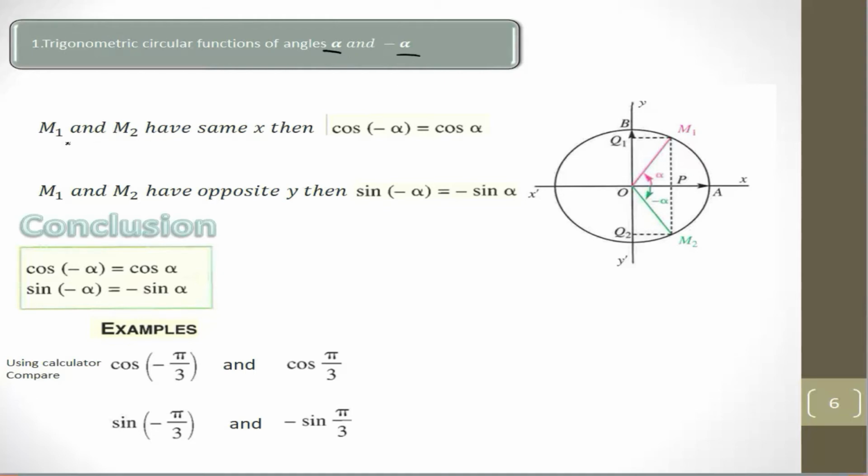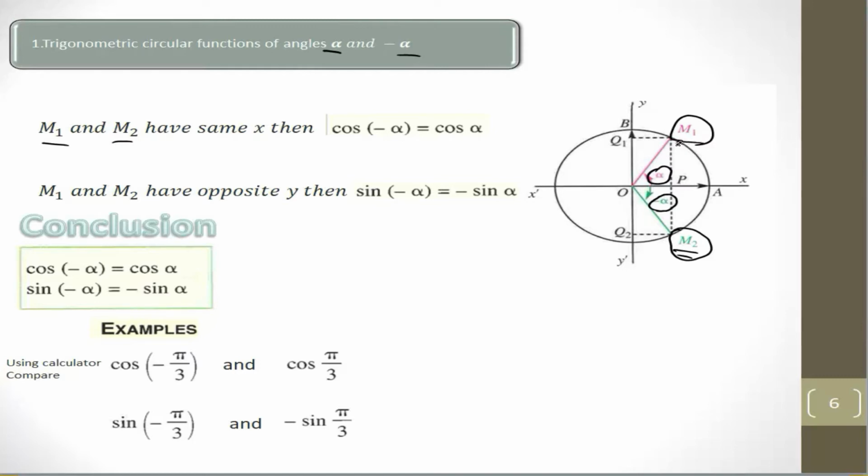So if two points M1 and M2 are on the circle, with M1 on the circle with angle alpha, M2 on the circle with angle minus alpha. So M1 with angle alpha, M2 with angle the opposite of alpha, which is minus alpha. This is point M2. We said from the beginning, x-axis is the axis of cosine. So to find cosine, go to x-axis. To find sine, go to y-axis.